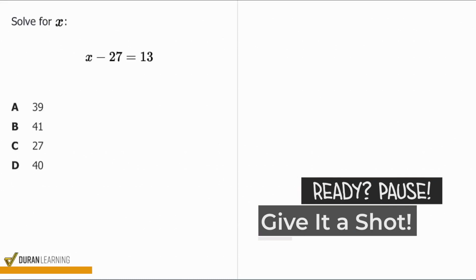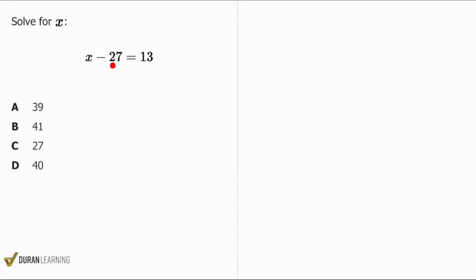So let's solve for x here. And the equation that we're given is x minus 27 equals 13. So to solve these equations, remember that all we're doing is working backwards. We want to work backwards and get rid of everything that's around the x. And in this particular problem, it's going to be minus 27.